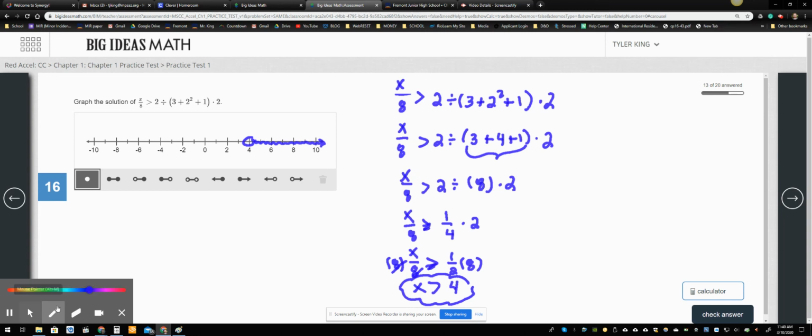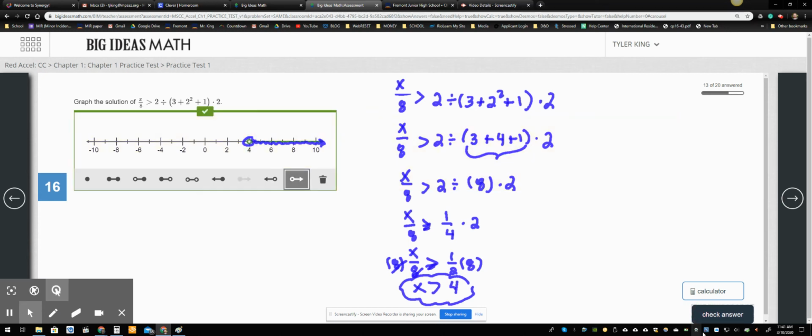So if we've done this right, we should be able to check our answer by clicking on this one right here, and then clicking on 4, and then we should be able to check our answer. There we go.